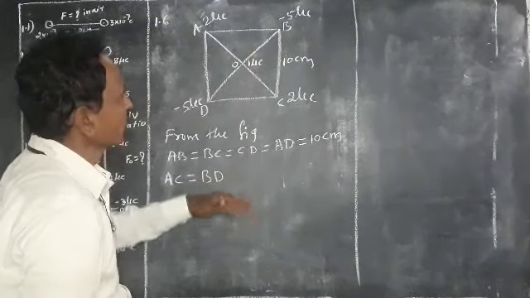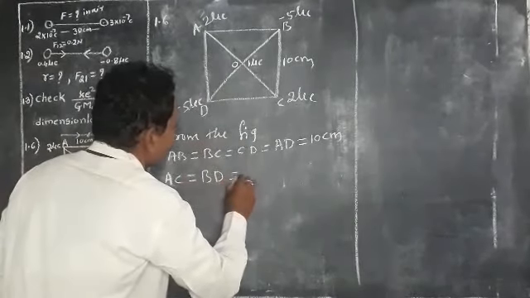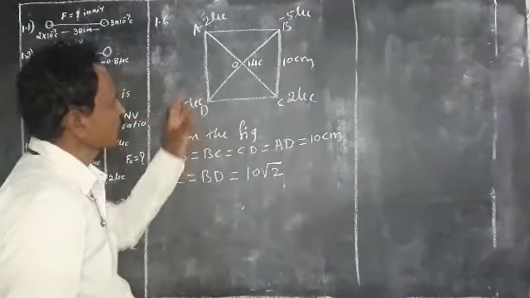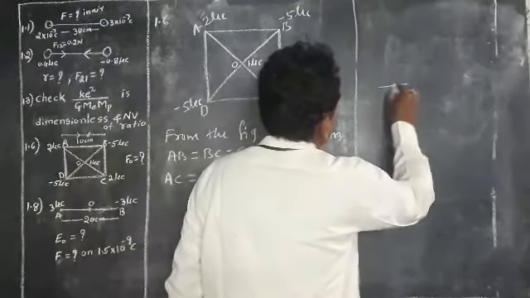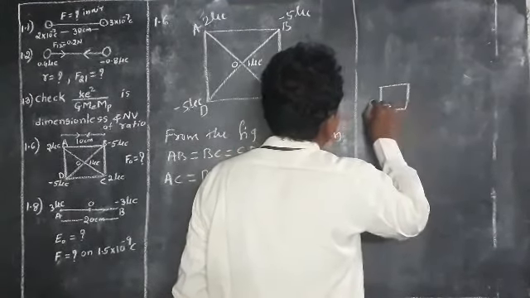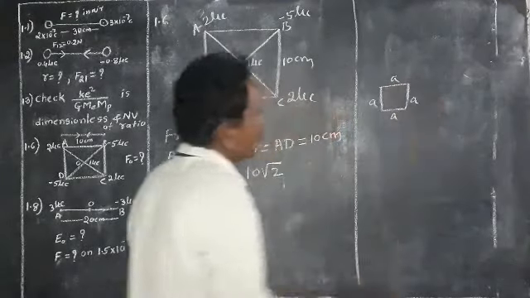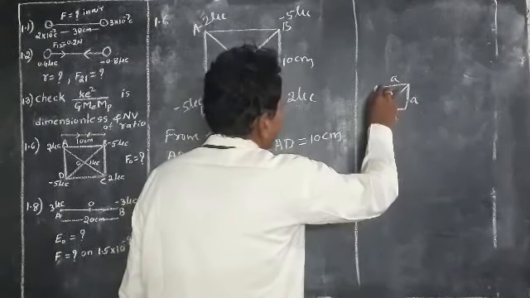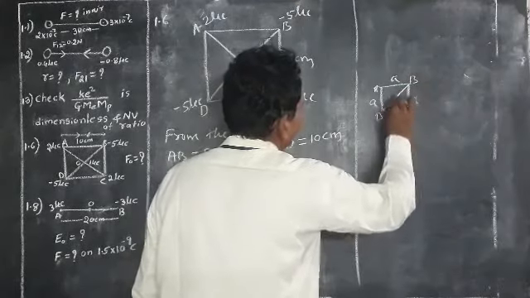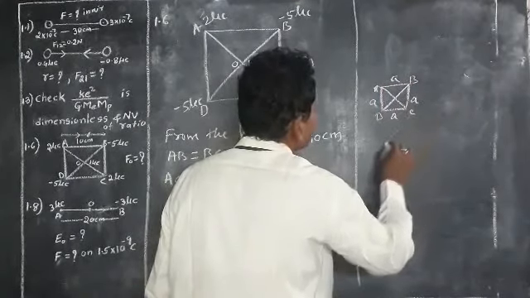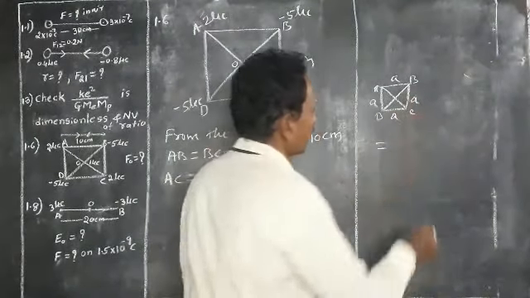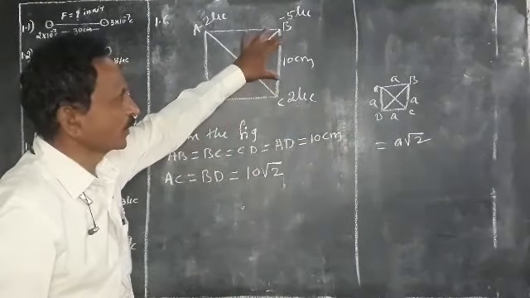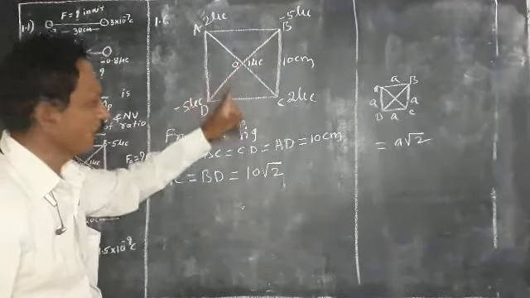Therefore, this value will be equal to 10 root 2. If a is the side of a square, then the diagonals BD and AC are equal to the magnitude of the side a into root 2. If the side is 10 centimeter, then its diagonal is 10 into root 2.